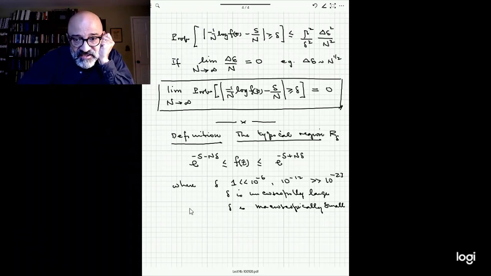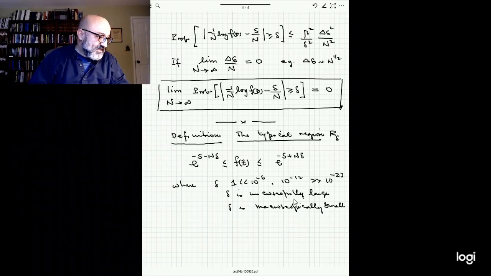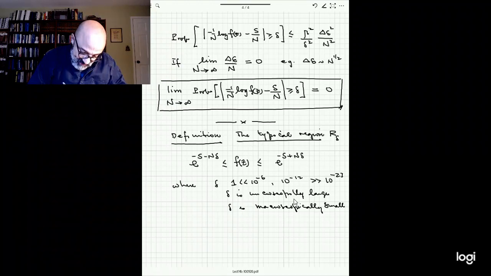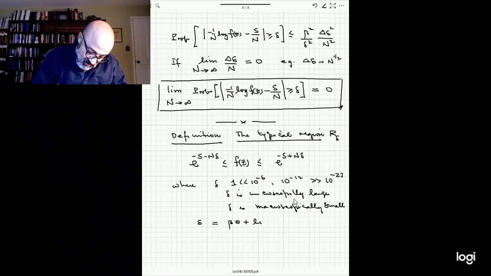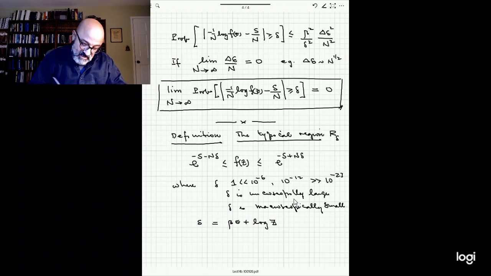That's the kind of thing here. Okay, this is what defines the typical region. And very good. We can actually simplify this a little bit more because we know that S is beta E minus or plus log Z.